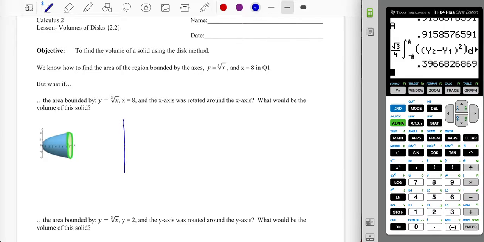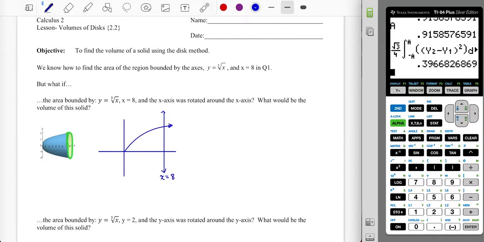So I'm going to just sketch it out real quick. Just take a second and do that. The cube root of x is going to look something like this. And x equals 8, a vertical line.